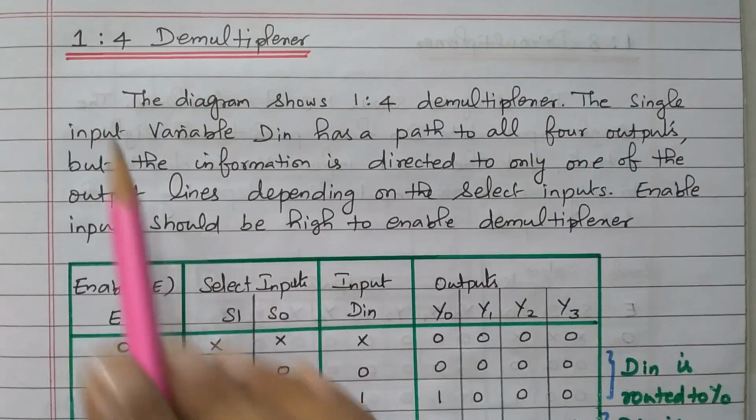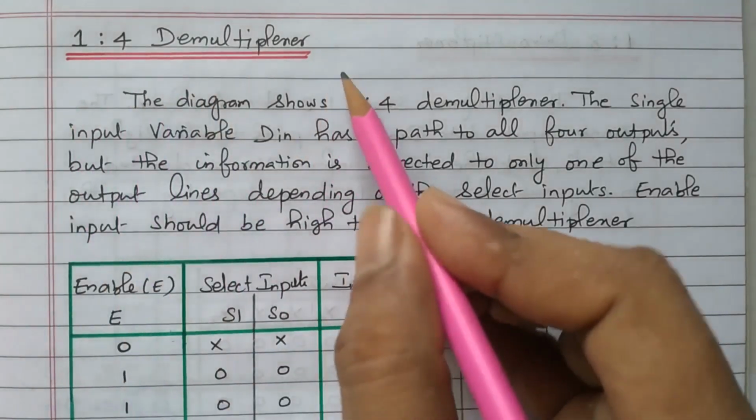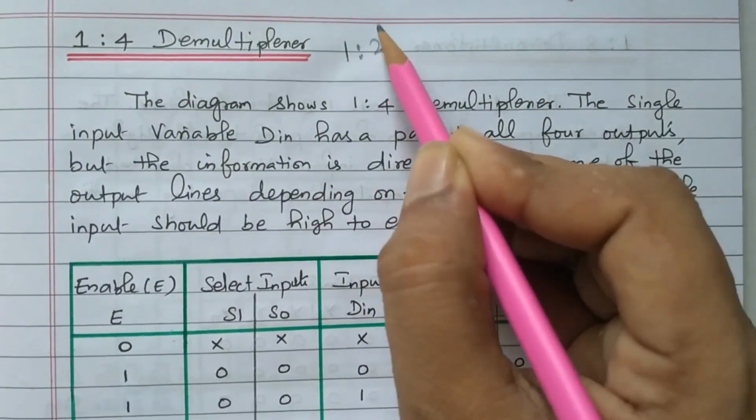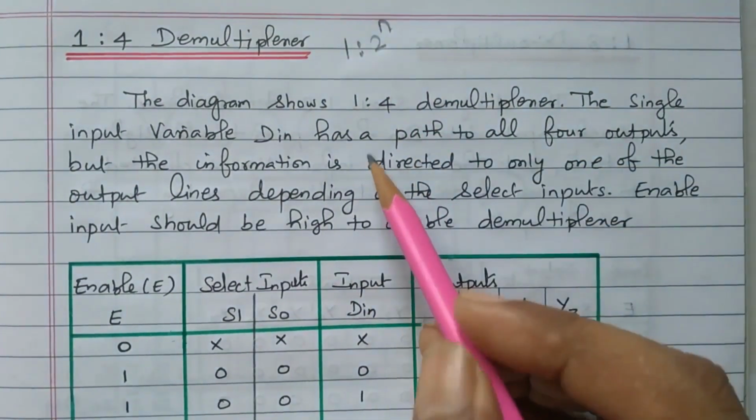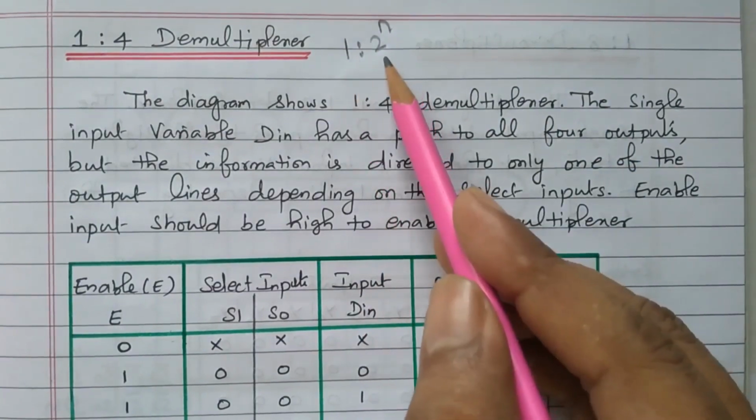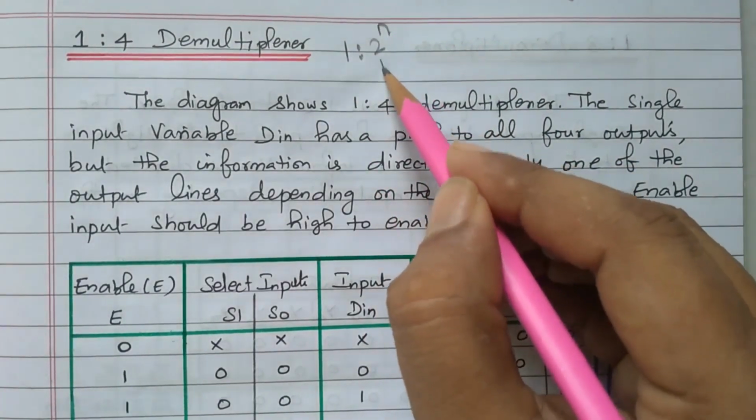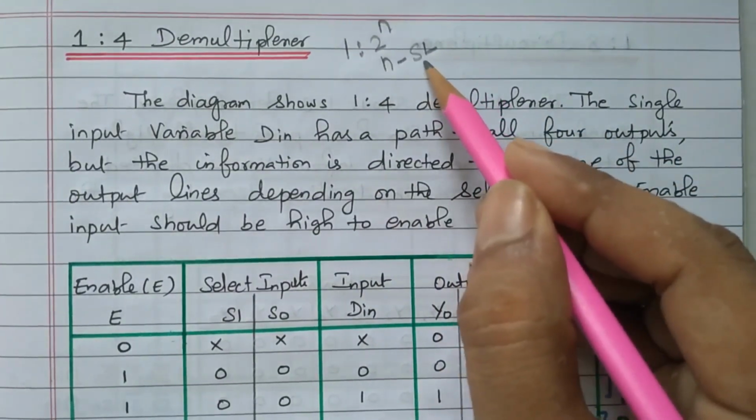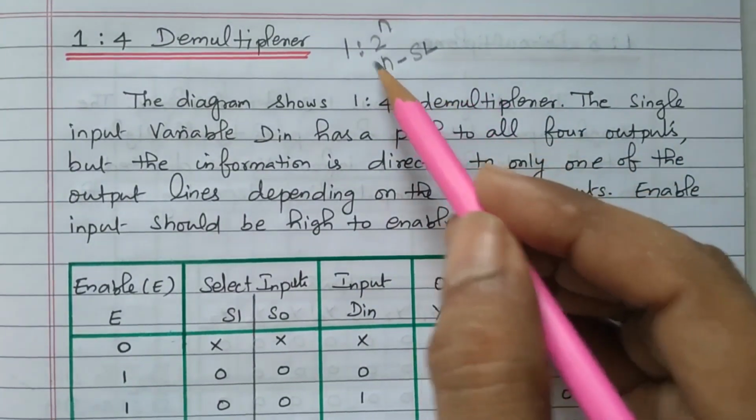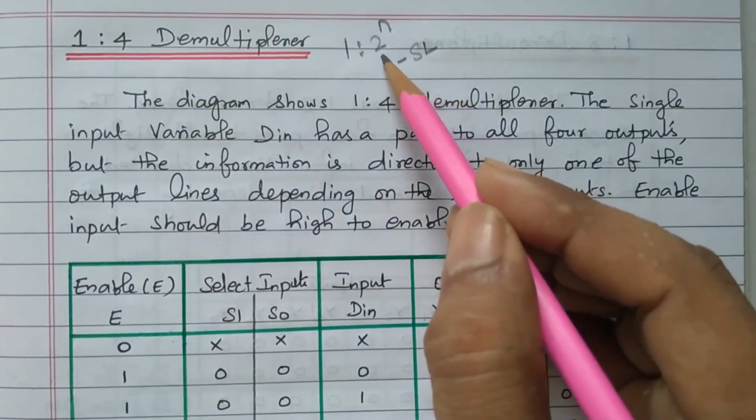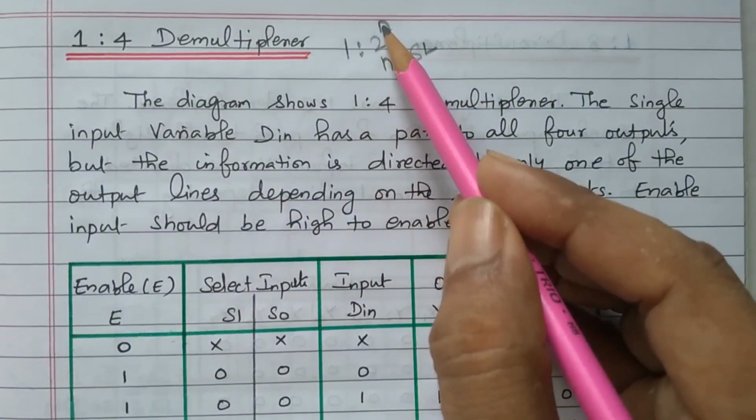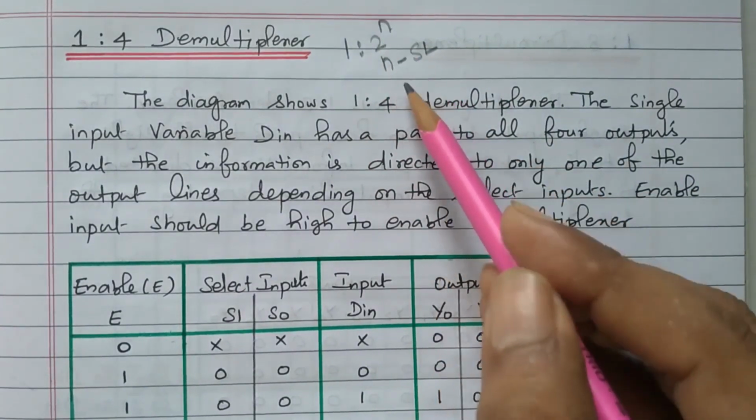Now we'll go to the topic 1:4 demultiplexer. A demultiplexer is nothing but having one input and 2 to the power n outputs, and having n number of selection lines. This selection line is used to produce the 2 to the power n outputs. From one input, 2 to the power n outputs are produced by the selection line.